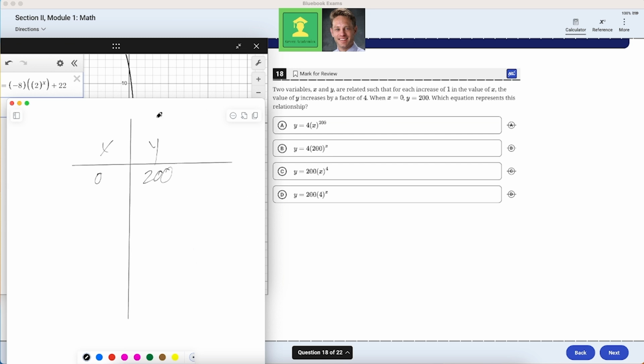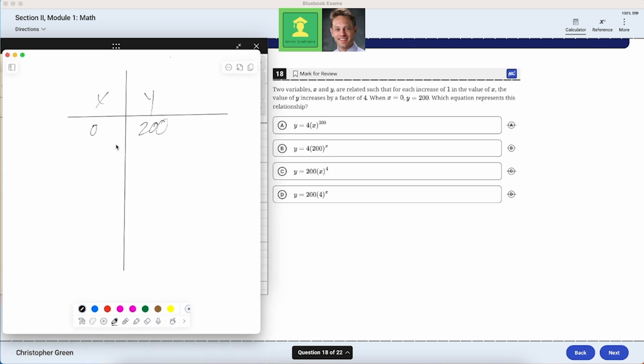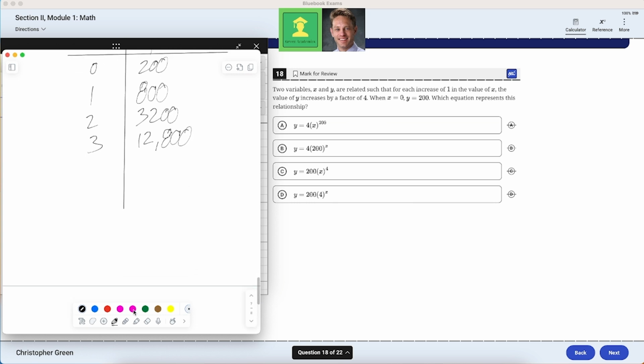Now, let's carefully read what it says, such that for each increase of 1 in the value of x, the value of y increased by a factor of 4. So this would be 800. And then 2 would be 3,200. And 3 would be 12,800. So you could basically check by example. Suppose you use this true pair to confirm which answer choice works.